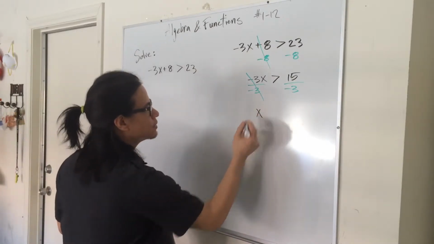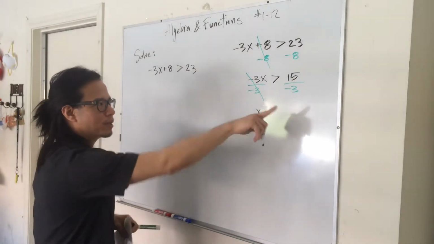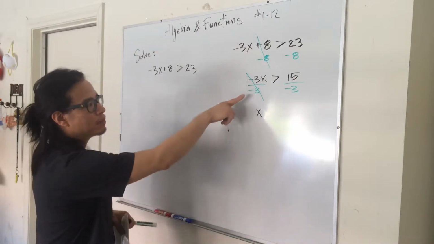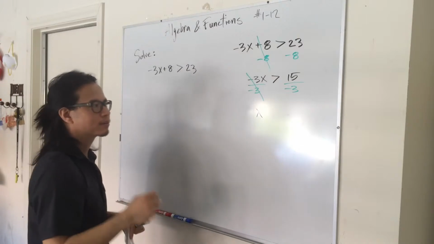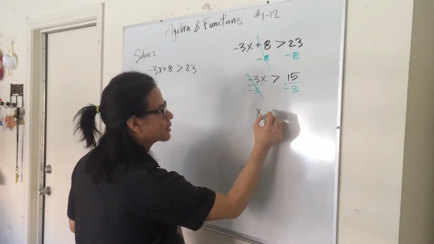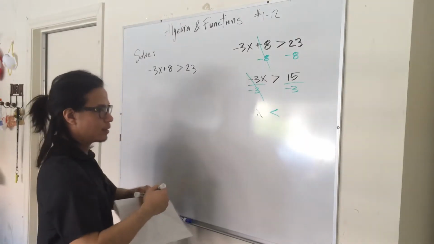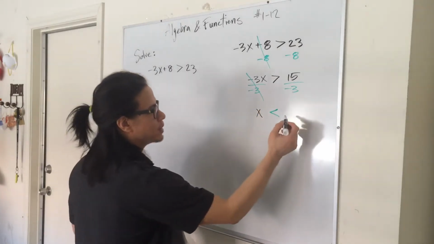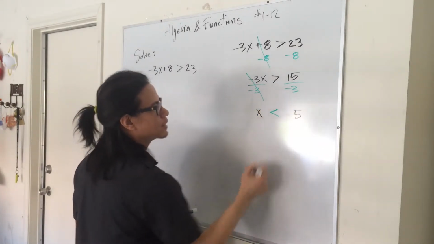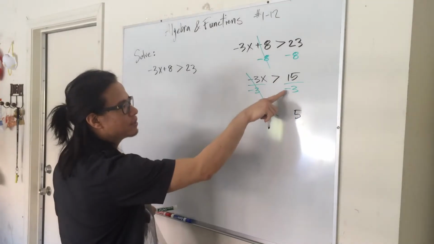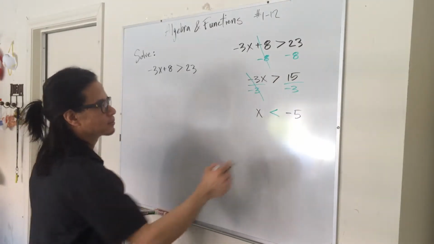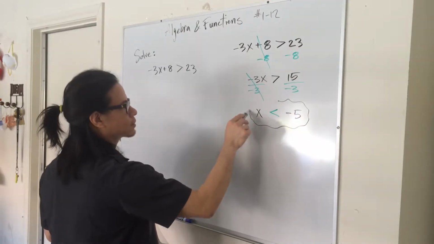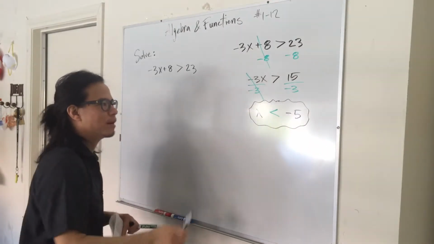X is it going to be greater than whatever is on the right? Remember, here we're dividing by a negative number. You need to flip the sign. Okay, 15 divided by 3 is 5. Positive divided by a negative is negative. Okay, how many of you have this correct?